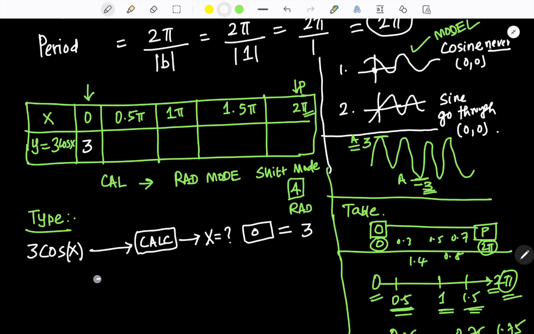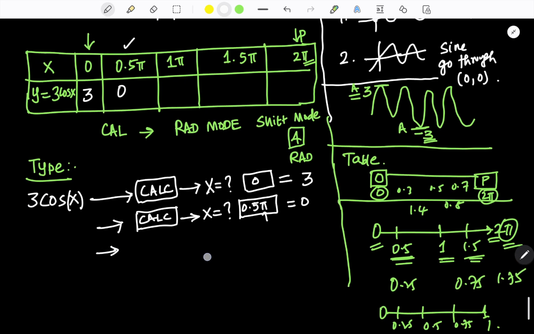Now the same thing again, you press the button calc. No need to write anything. Already your equation is there. It will ask x equals question mark. After that you write 0.5 pi. So you type 0.5 shift pi. Pi is in the shift mode. Press equal, you will get the answer 0. So put the answer 0.